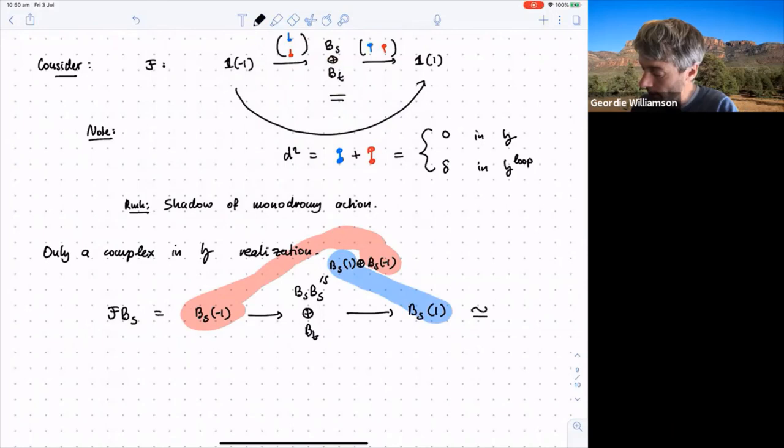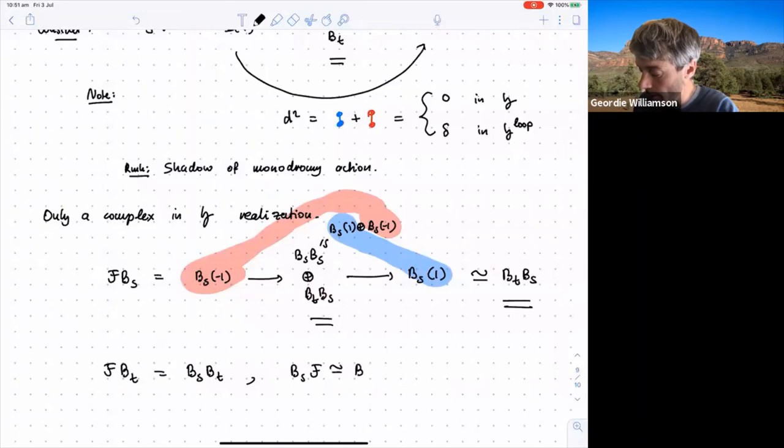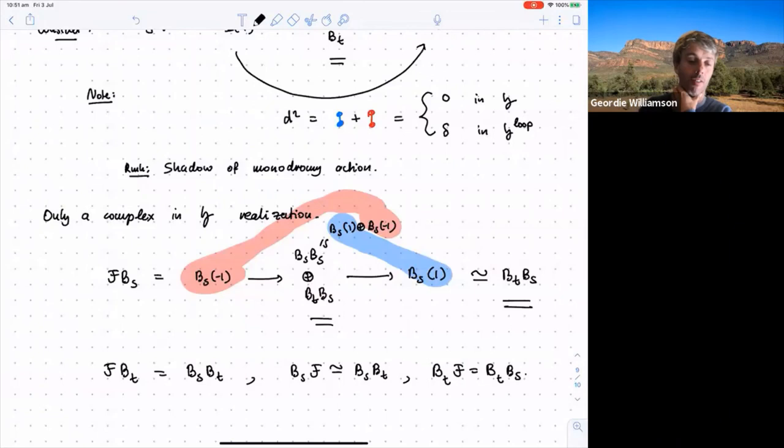So this is isomorphic simply to, so what did I do here? F times BS is isomorphic to BTBS in degree zero. And similarly, FBT is isomorphic to BSBT. BSF is isomorphic to BSBT. BTF. So it's starting to look like it's central up to an automorphism, up to the omega automorphism.